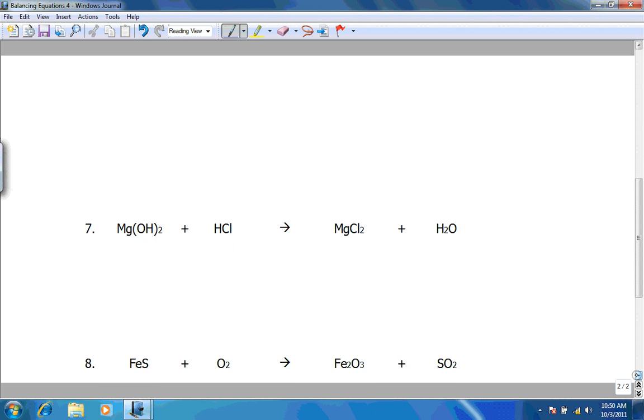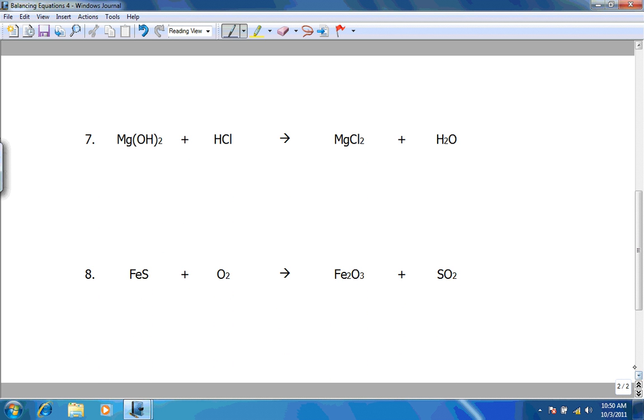Alright, we are on number 7 now. We have magnesium, oxygen, hydrogen, and chlorine. We have one magnesium on the left and one on the right. We have two oxygens on the left, because of this 2 out here, everything inside gets multiplied by 2. We have one on the right. Hydrogens, we have 2 here, but we have another one here, so we actually have 3 hydrogens on the left and 2 on the right. And chlorines, we have 1 on the left and 2 on the right. So 1 and 1. Oxygens, we have 2 on the left, 1 on the right.